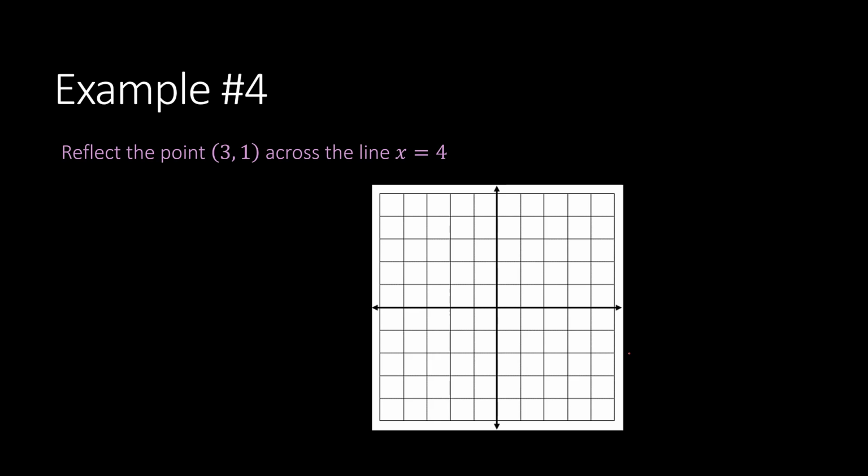Here's another one that's not an axis. (3, 1) is our point, and we want to go across the line x equals 4. Find my x-axis, at 4 put a point and draw a line through that point where x is 4. That's our line of reflection. Now you try: take this point, we'll call it D, and reflect it over the line x equals 4.